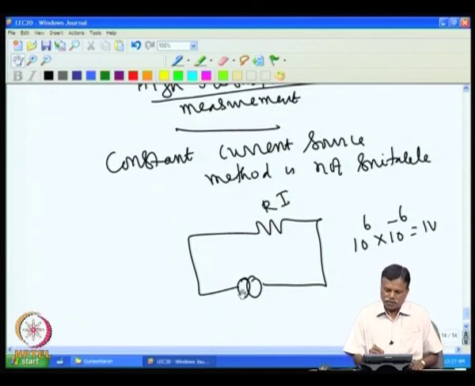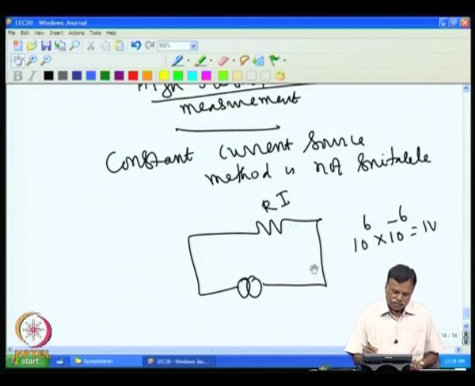So, you have a problem. If you want to limit within a few volts, then I have to reduce the current I, the constant current that I am fixing, then only it is possible. So, constant current source method is not suitable because one is that we have to keep low current, and then even if you achieve that, this resistance will have a leakage.